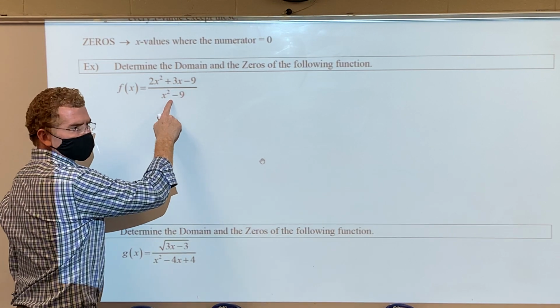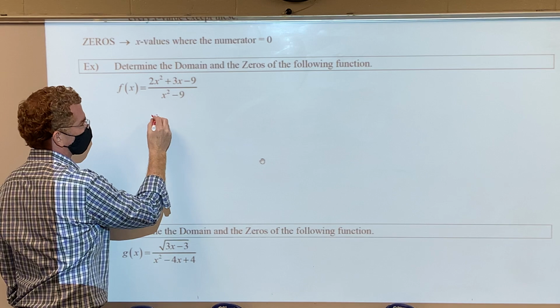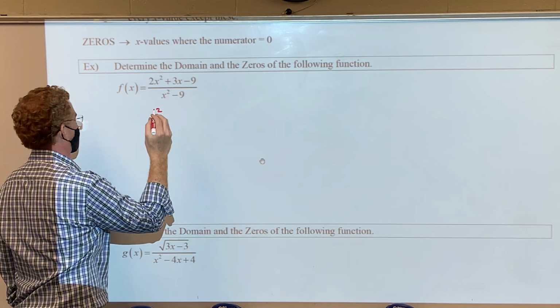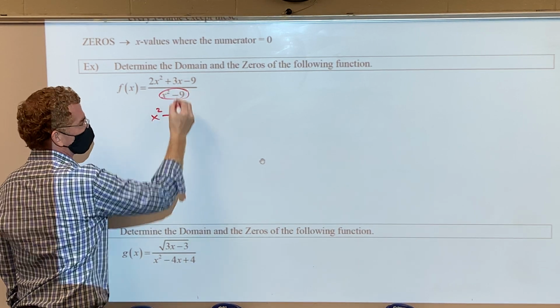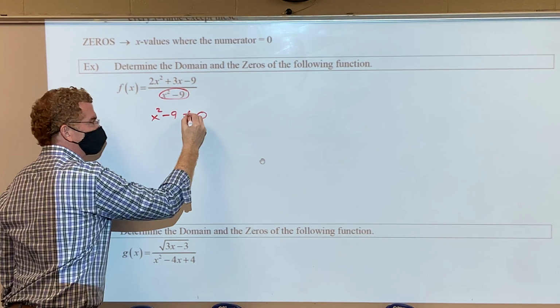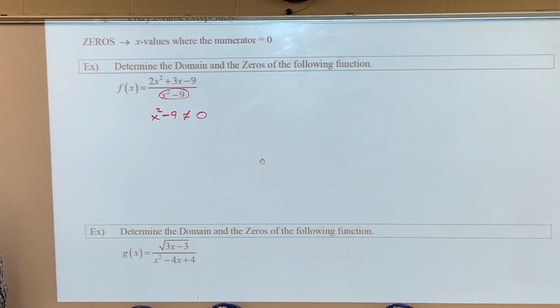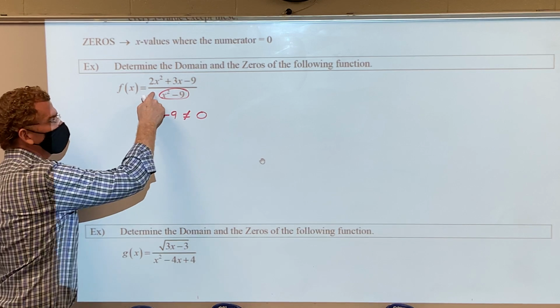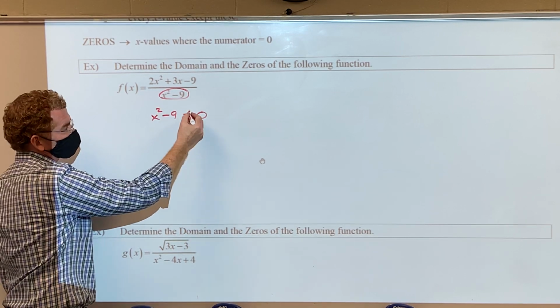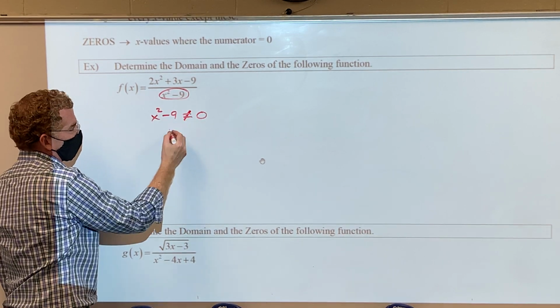I want to know what squares equal, or what makes the bottom 0? Perfect. What makes that 0? And then I don't want to count them. That's all that matters, right? If the bottom's 0, bad. The bottom's not 0, good. That's all I need to know about domain. So I'm going to set the bottom, whatever it is, equal to 0. I'll actually set it not equal to 0, and I'm going to solve that.